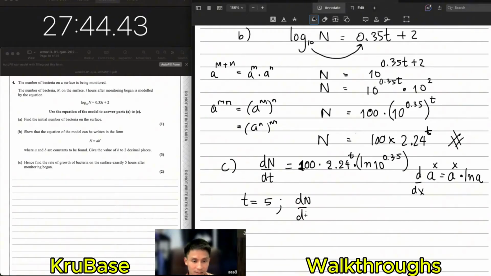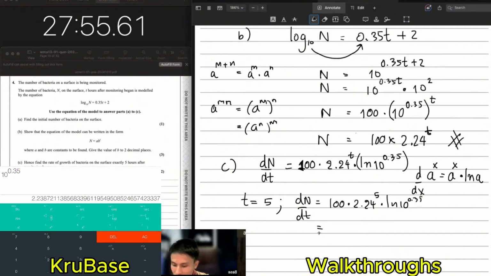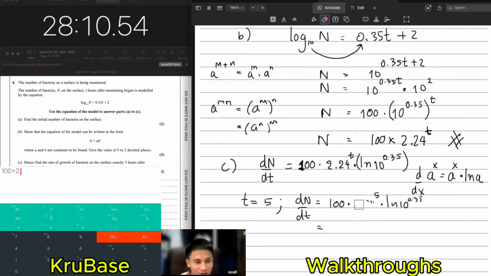So dN by dt at t equals 5 would be substituting everything in, guys. I'm just going to put everything in my calculator here. So 100 times 2.24. 2.24 is also the 10 to the 0.35 there. So I'm just going to do 10 to the 0.35, also to the 5, because I want to keep it exact. That's just my thing.